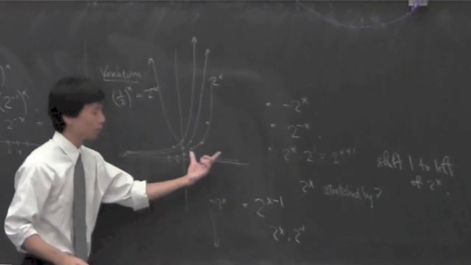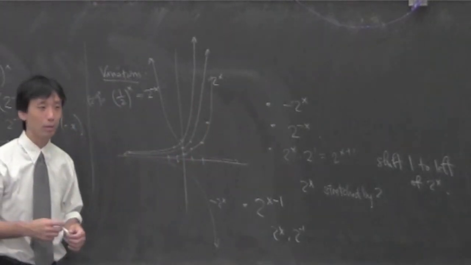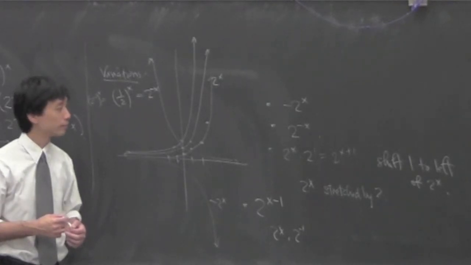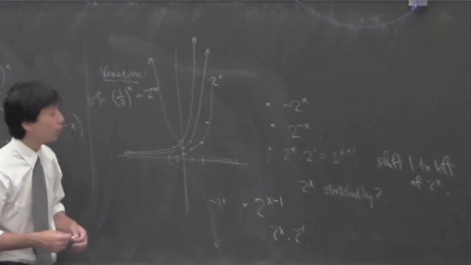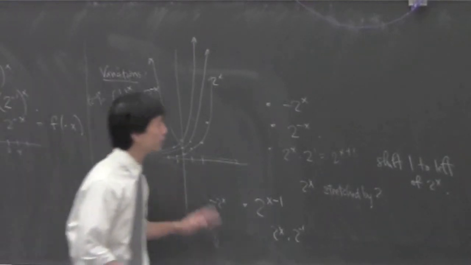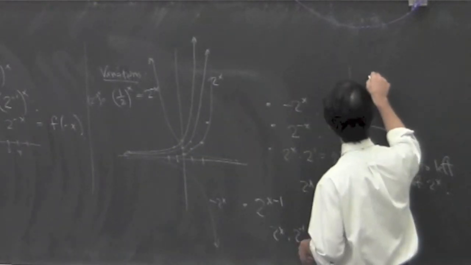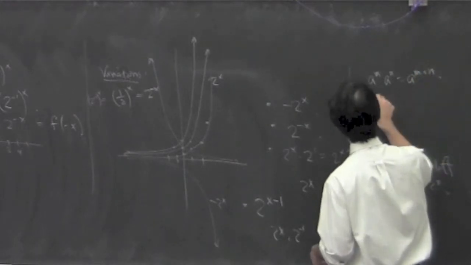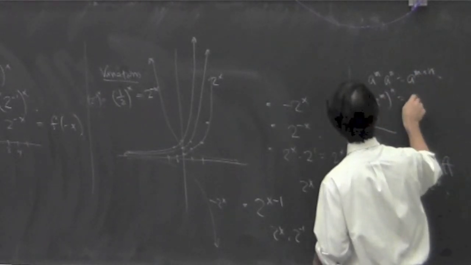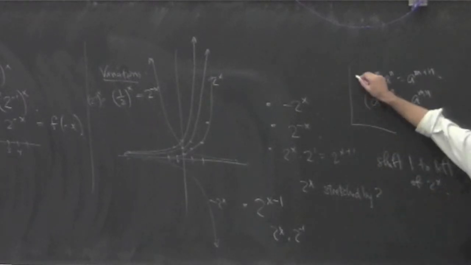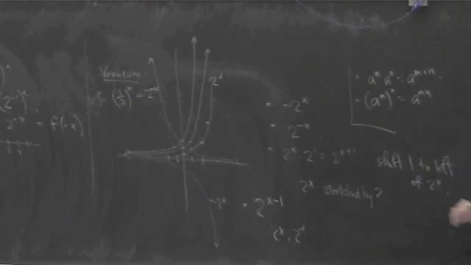That's the same thing as moving the thing 1 to the right. So you can't say that 2 to the x times 2 is 4 to the x? No, that's not, that's just equal. Okay. So the only things that you can do are these: a to the n times a to the m equals a to the n plus m, a to the n to the m equals a to the n m. That's it. Don't try to be creative and invent new properties.